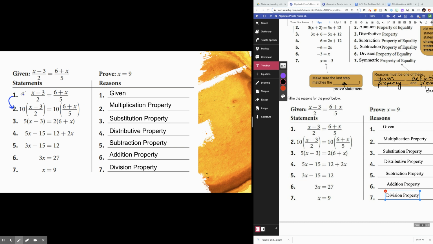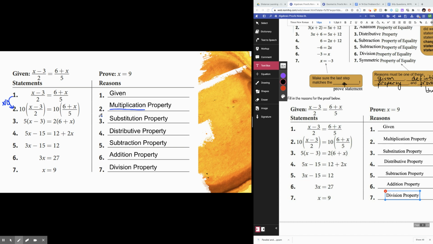Okay, so remember, the question you ask yourself is what changed going from step 1 to step 2? What's new? And what's new is this 10. And that 10 is being multiplied. So what I did is I did times 10 on both sides. Since I'm multiplying by the same number on both sides, that is the multiplication property, right? Times 10 allowed me to end up at step 2, so that's why multiplication is the reason for step 2.